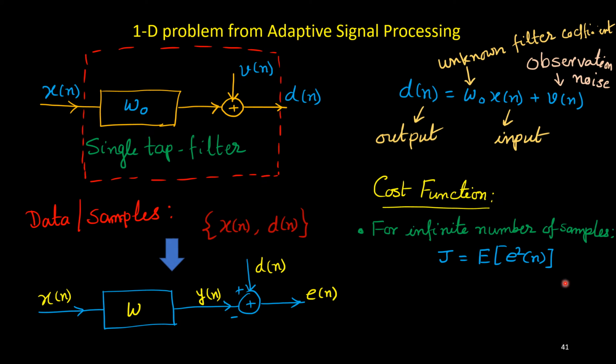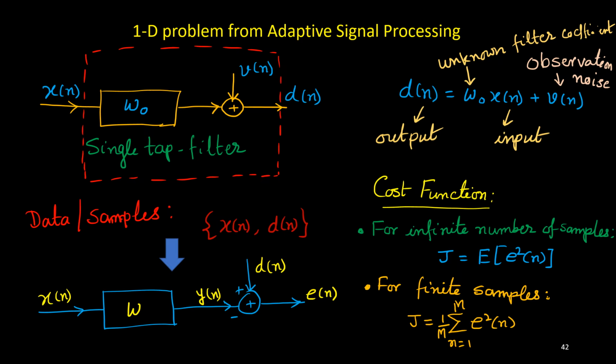There we can define this kind of cost function, and when we have only some finite samples, there we can go for this kind of cost function. Suppose there are M such samples, so we can consider the mean of the square of error: 1 upon M and summation of e square n, n equal to 1 to capital M. So there are M number of finite samples. These two cases we will consider, and for both cases we will discuss the analytical solutions, and especially for the finite case we will consider the gradient descent algorithm.